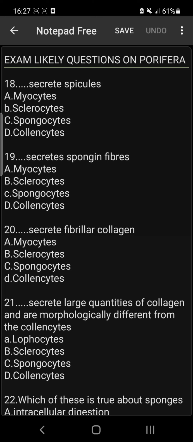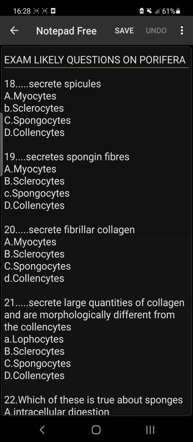Then question 19, that secretes spongin fibers. From the word spongocyte, that already tells you it is what? Spongin, okay? Spongin fibers are secreted by spongocyte, all right? Now, number 20, that secrete fibrillar collagen. Collagen, just make it C squared. That secrete fibrillar collagen, C squared. The answer is what? Colencyte. The colencyte secrete fibrillar collagen.